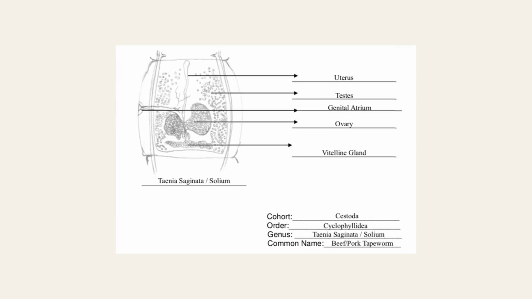Now lastly is the Taenia saginata or solium. It is under the cohort Cestoda under the order Cyclophyllidea, and for Taenia saginata, its common name is beef tapeworm, and for Taenia solium, its common name is pork tapeworm. So the first arrow is pointed to its uterus, and then the next arrow is the testis, which appears to be dot-like. The third arrow is the genital atrium. Next is the ovary, and lastly, you can also see its vitelline gland.